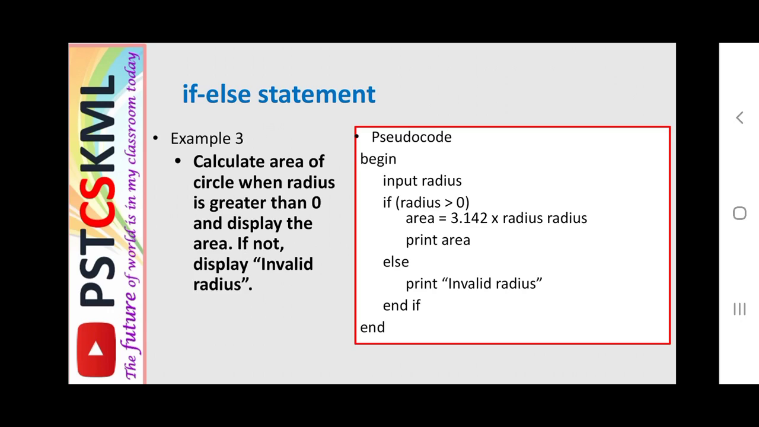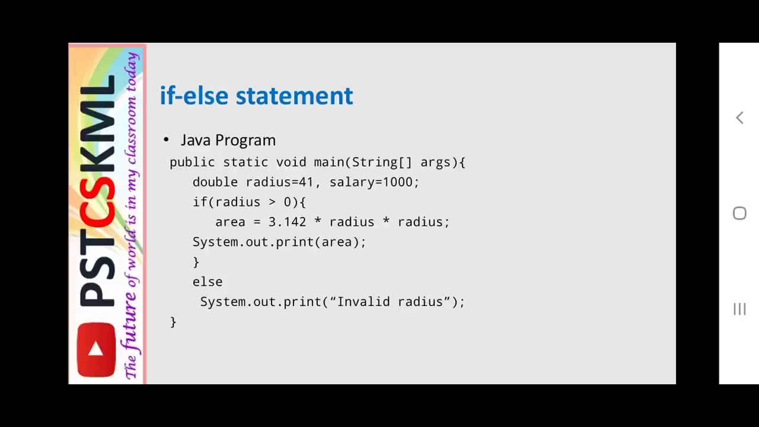One more question. If radius is more than 0, you do the first statement, print area, else you do the second statement, end if. End if in the pseudocode will be represented by the right braces in the coding. If we didn't have an if in your coding, please don't write an end if in your coding. So just replace with right braces. So if radius is more than 0, area equals to 3.142 times radius times radius. So system dot out print area, else system dot out print invalid radius.